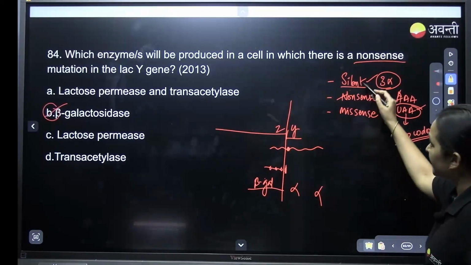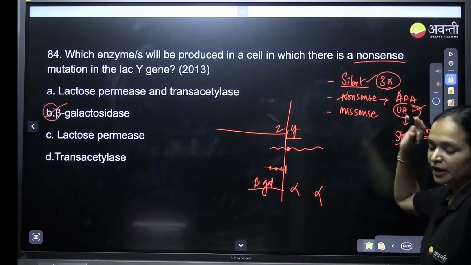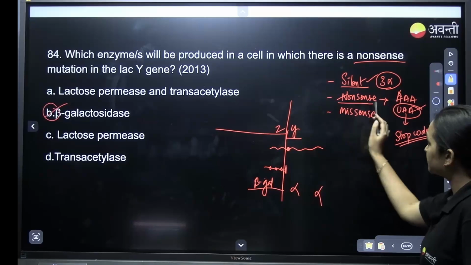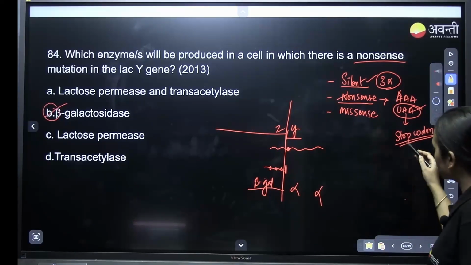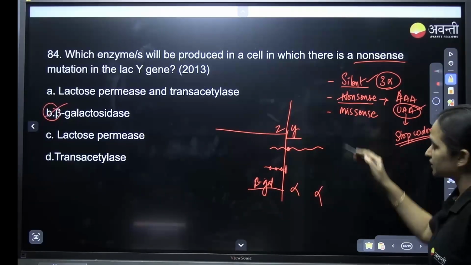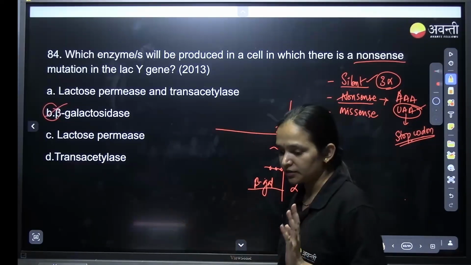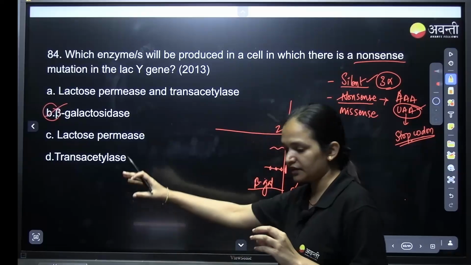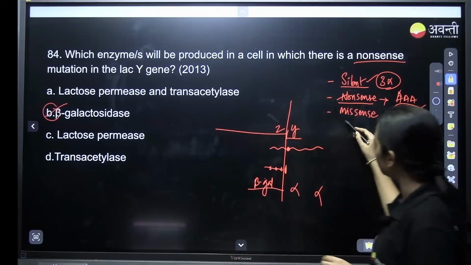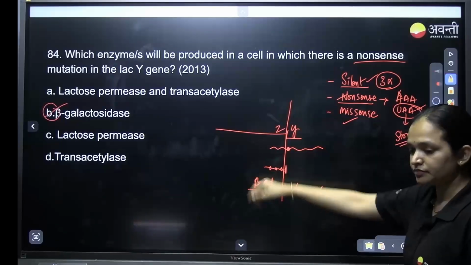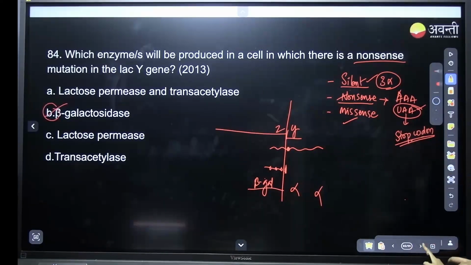There are three types. Silent mutation, you got it: no frame shift, the reading frame stays the same in silent mutation. Nonsense means completely nonsense, like a stop codon came. And missense in the sense that the frame shifts, the whole reading frame is disturbed, that is missense. So understood? Yes, ma'am.